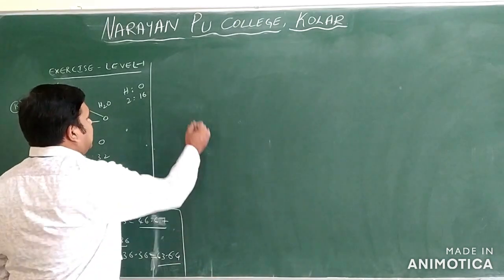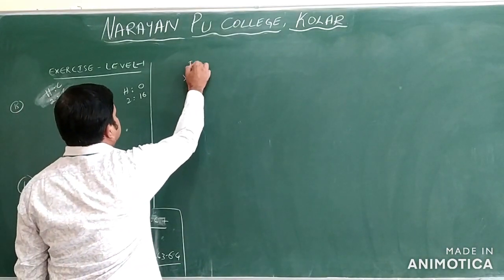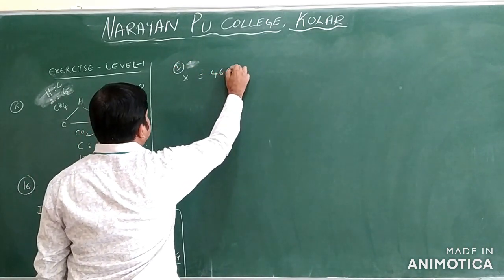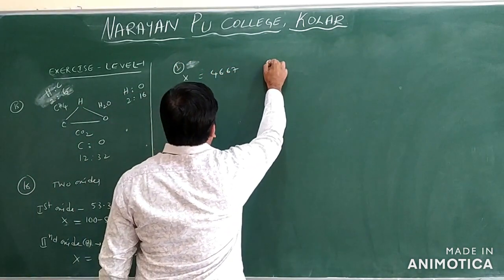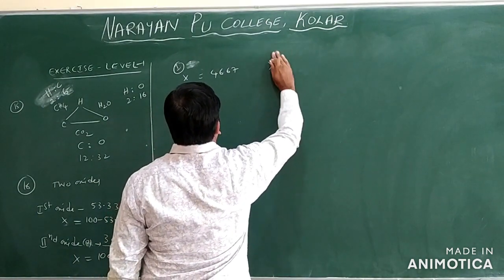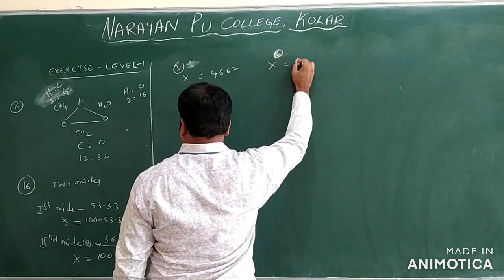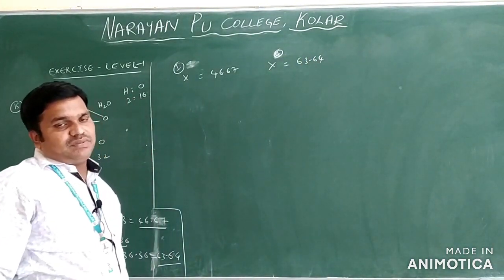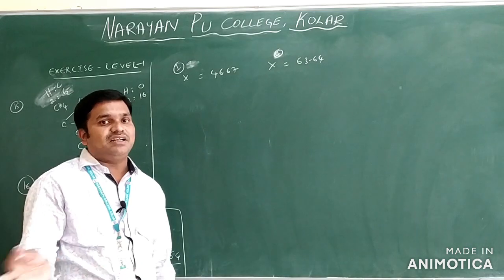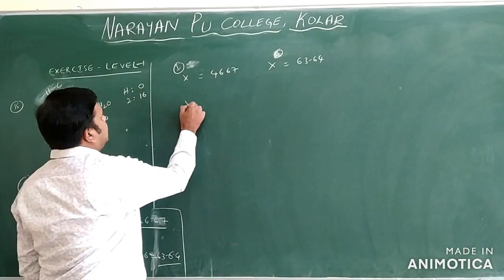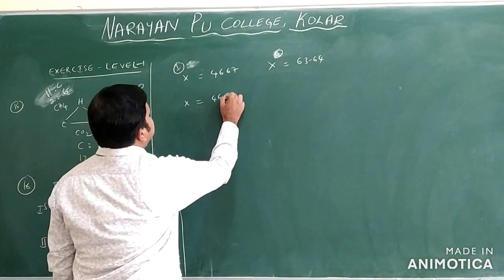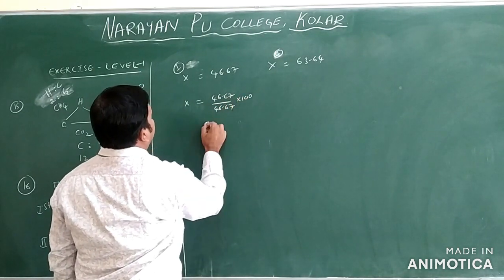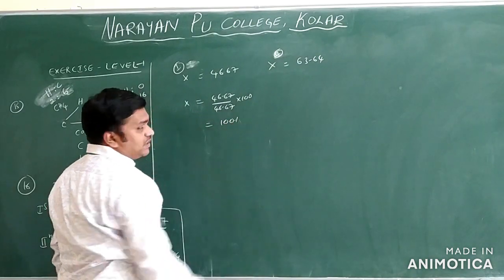Now what they are asking: if we take this information, this percentage of elements follows what? I will write X element in the 2 oxides. In the first oxide, the X percentage is 46.67%. In the second oxide, X is 63.64 only. The element is the same. I want to fix this element at 100% only. After fixing, X is equal to 46.67 by 46.67 into 100, so the element is 100% only.